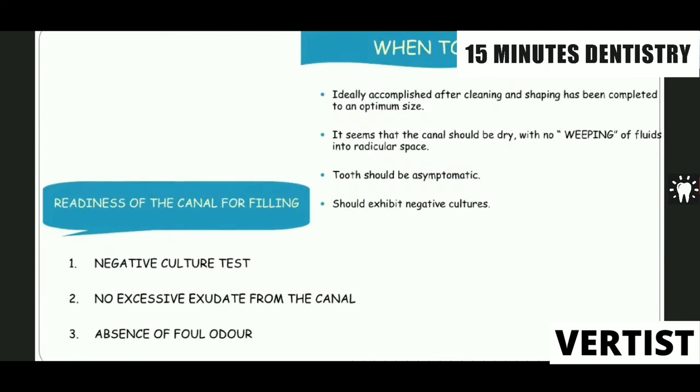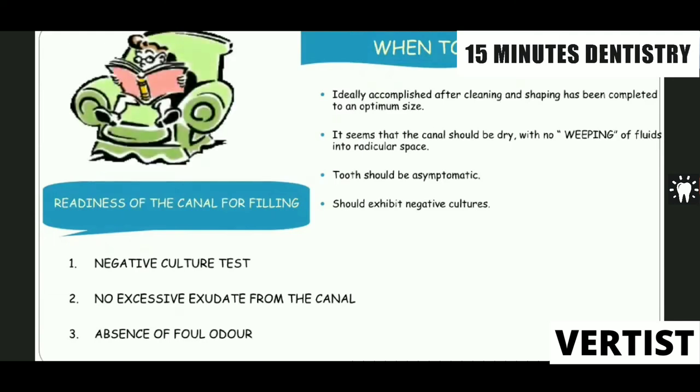You must have all this on the tip of your tongues. What are the criteria that you will consider when you obturate the root canal? The canal should be ideally clean and shaped to an optimum size. It should be dry and asymptomatic, there should not be any pain. And the previous criteria that were said were that there should be a negative culture and there should be an absence of foul odor and lack of apical sensitivity. But of course, the negative culture tests, we do not follow. But you must know all these criteria as to when the tooth is ready for obturation.